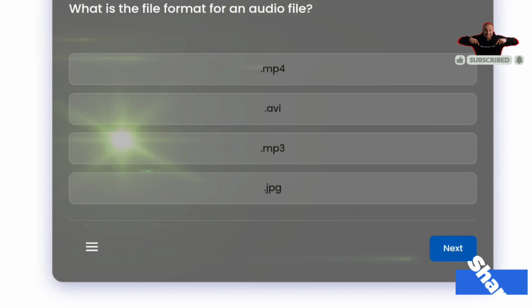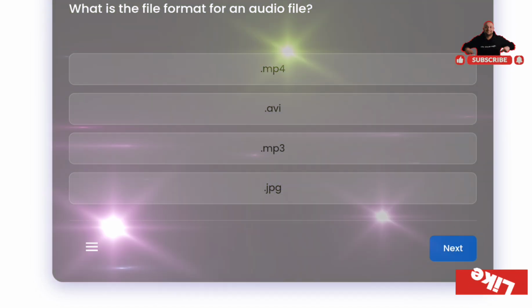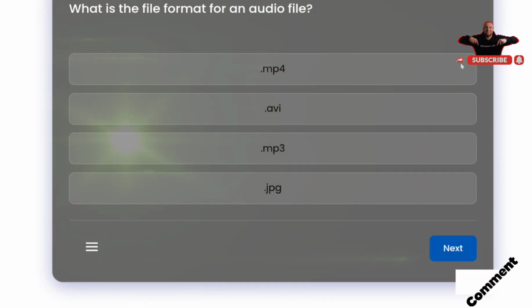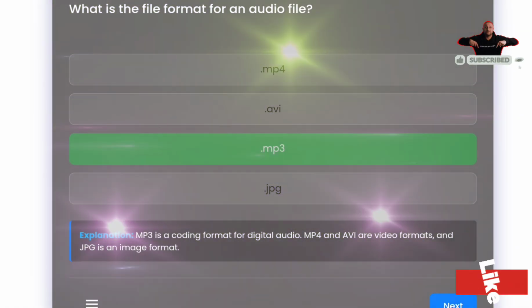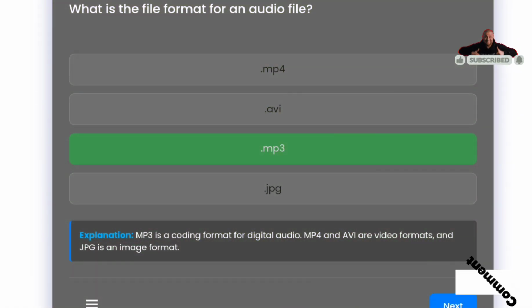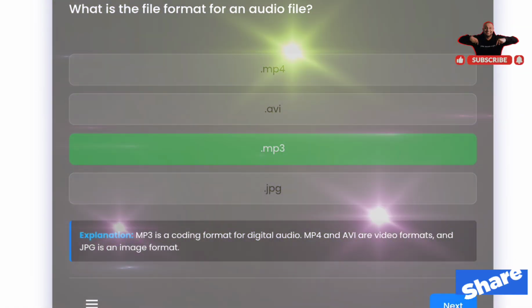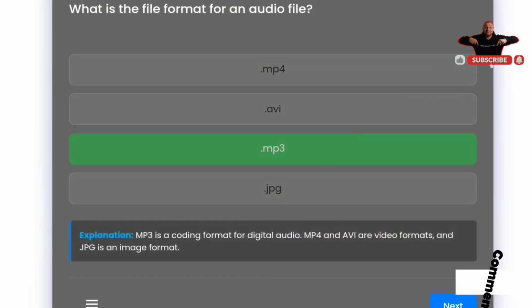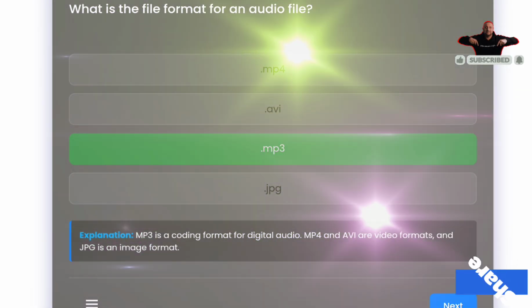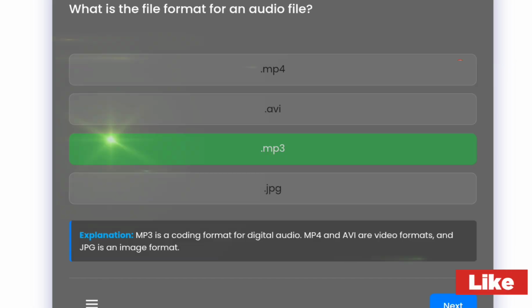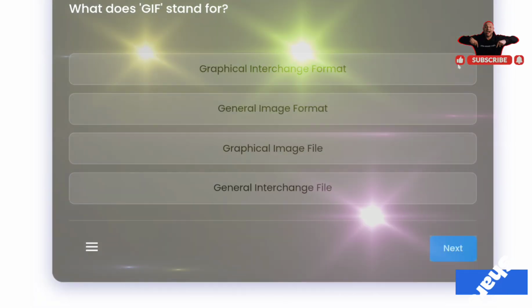Next question: what is the file format for an audio file? ऑडियो फाइल आप तो जानते हैं, MP3. MP3 is a coding format for digital audio. MP4 and AVI are video formats. JPG is an image format.